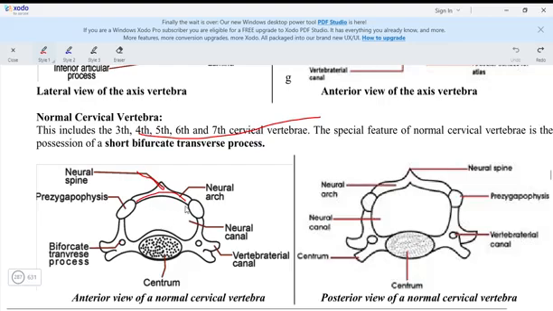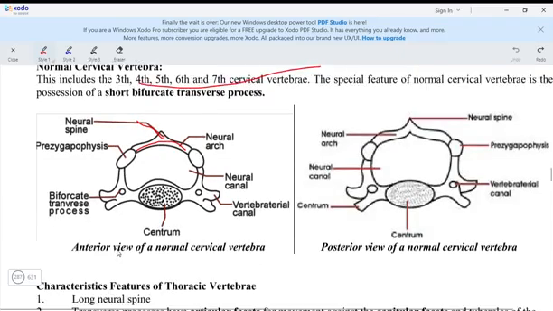And why do we call it neural canal? That means that's where the spinal cord will penetrate, through the neural canal. Then we have another one called pre-zygapophysis. Here different bones or muscles are also attached to them. Then we have the bifurcate transverse processes here. So that's on the cervical vertebra.